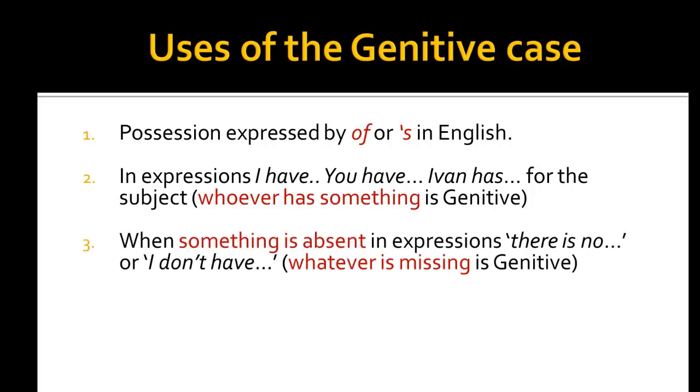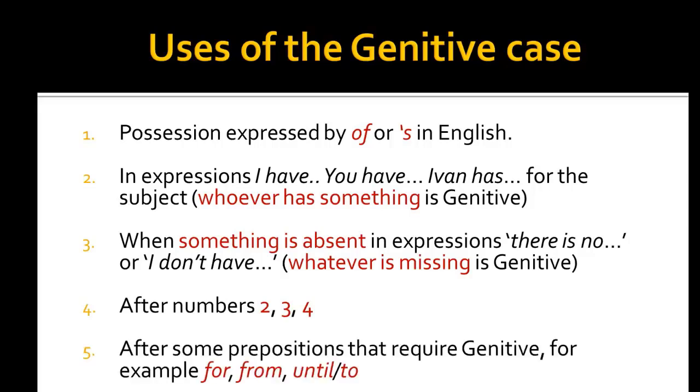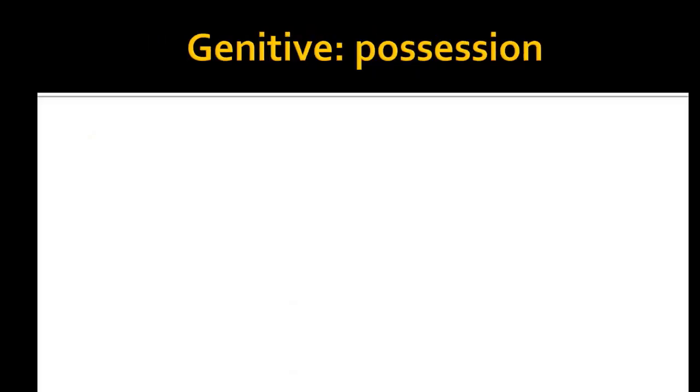When something is absent, like in the expressions there is no or I don't have, whatever is missing is going to be in the genitive case. After numbers 2, 3, and 4, use nouns in the genitive case. And after some prepositions that require the genitive case, for example, the Russian equivalents for the prepositions for, from, until, or to. Now let's look at each of these rules in more detail.